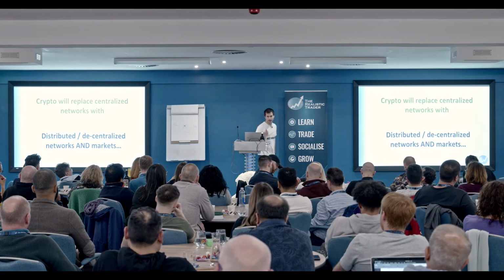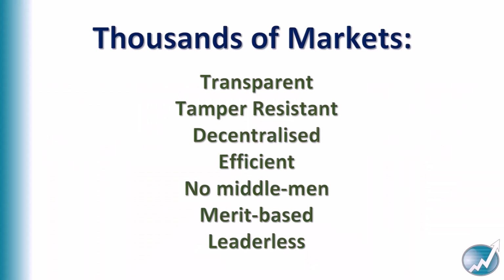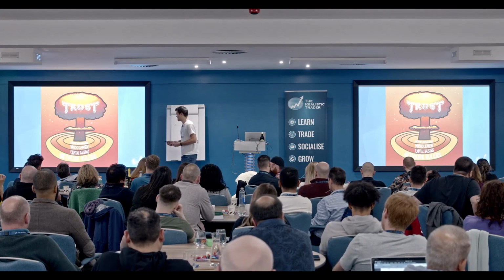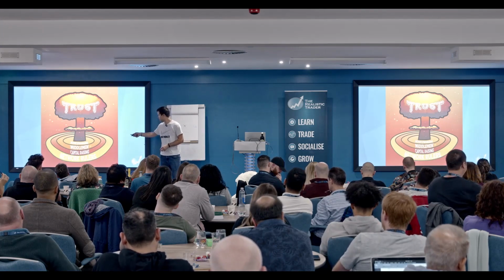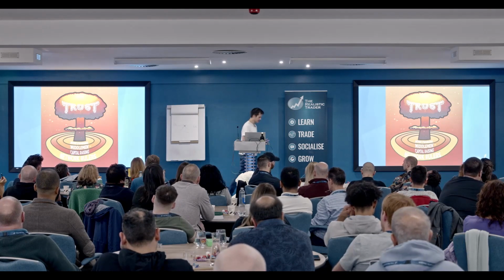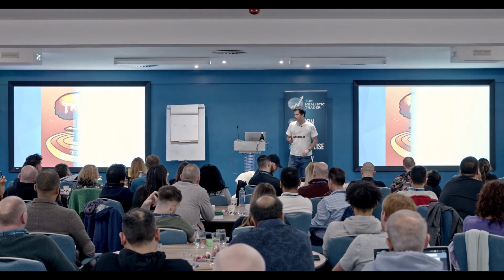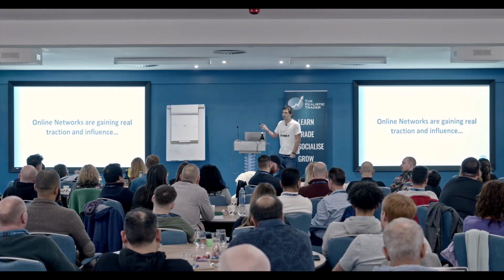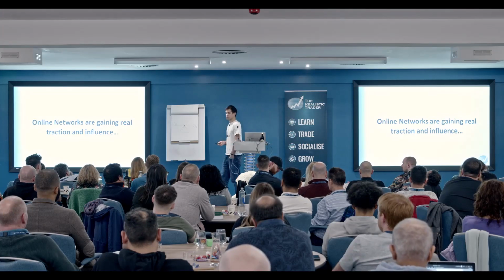So we'll have thousands of markets which are transparent, tamper-proof, decentralized, efficient, no middlemen, merit-based, and leaderless. This is the nuclear bomb of trust and everything within its wake. Money, banking, middlemen, capital raising, network rulers, they're all going to be disintermediated. As I said, online networks are gaining real traction and influence. I mean, hell, look at dating. Who owns the dating world at the moment? Tinder.